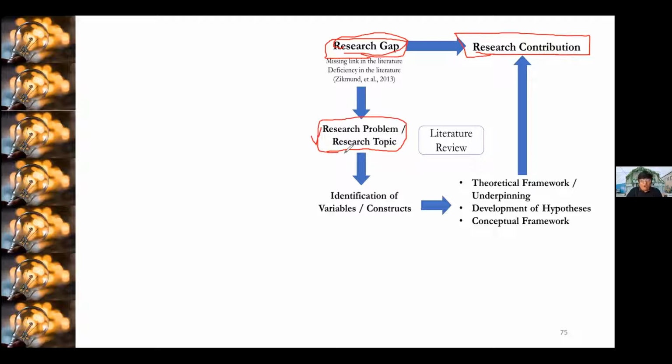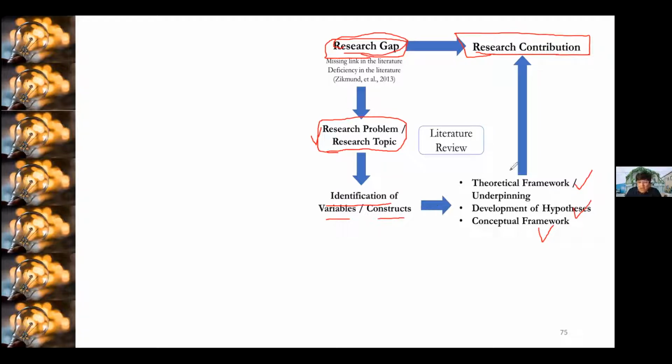From our research problem or topic, this is the time to identify the variables or constructs we will measure. What are the variables or constructs we want to look into? Let's say you want to establish the interrelationships of variables A, B, C, and D. You need to establish how many and which variables these are so that we have an idea of what sources to use in making our research instruments. Once we identify our variables and constructs, this is the time to establish our theoretical underpinning, the hypothesis of the study, and our conceptual framework, which was also discussed a while ago.